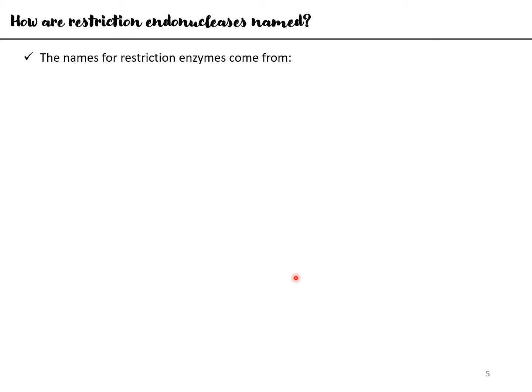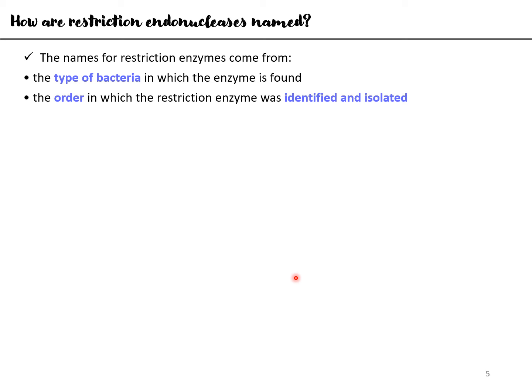So the names for restriction enzymes come from, first, the type of bacteria in which the enzyme is found. Second, the order in which the restriction enzyme was identified and then isolated. Because one particular bacterial species would definitely not have only one restriction enzyme, the order in which it was identified and then isolated also plays a role in the naming of the restriction enzyme. So for example, EcoR1.